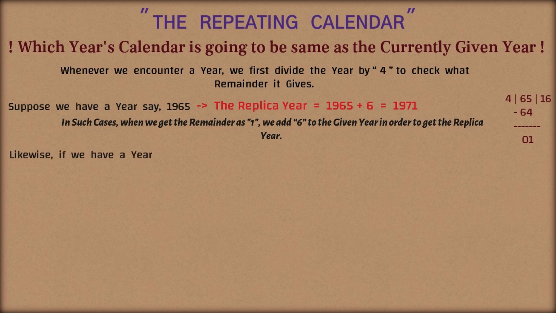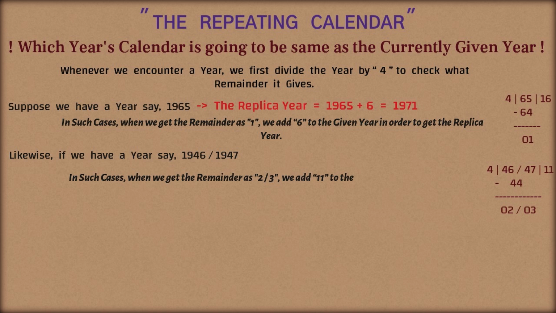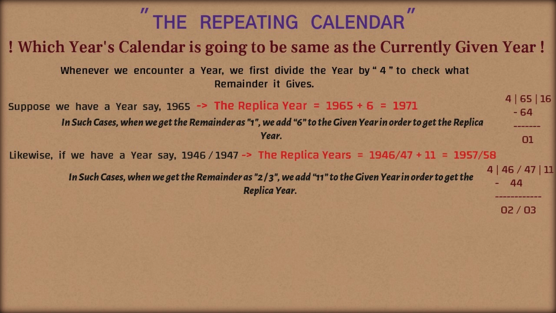Likewise, suppose we have a year, say 1946 or 1947. When we divide it by 4, we get the remainders as 2 and 3. And in this case, when we get a remainder as 2 or 3, we add 11 to those years. So as 1946 gave us the remainder 2 and 1947 gave us the remainder 3, we add 11 to both of these years and we get 1957 and 1958 as the replica years whose calendars are going to exactly match.